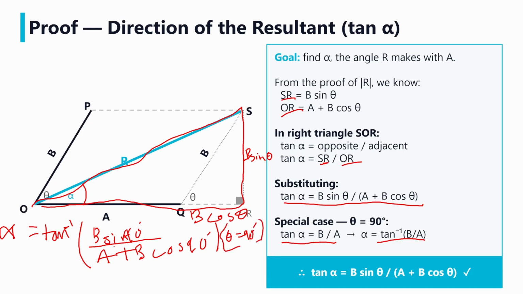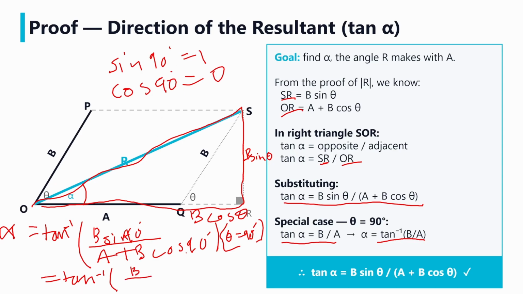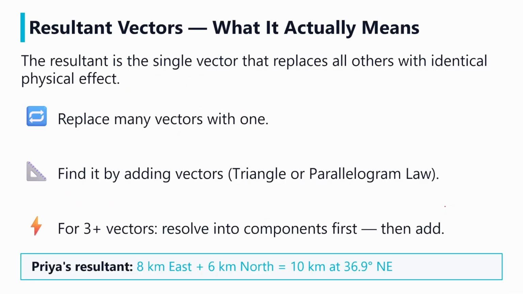Right? So how do we simplify this? Well, sine 90 degrees equals 1, and cosine of 90 degrees equals 0. Right? So substituting that, let me just put tan inverse first, right? Sine 90 is 1, just take b. Then a cosine 90 is 0, multiply that you get 0, so b by a. And that's how you get this formula. Right? Pretty simple. But just in general, alpha is equal to tan inverse of b sine theta by a plus b cosine theta. Right? Easy.